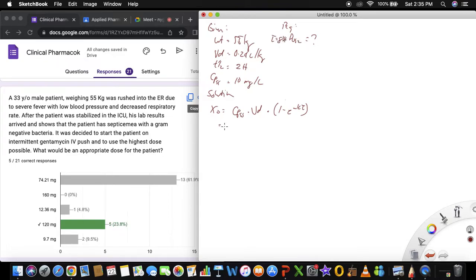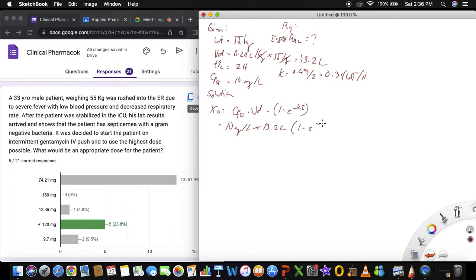So therefore, what we'll do is 10 milligrams per liter times our VD, so times 55, equals, liters cancel. Let's check: 0.24 times 55, we get 13.2. Then our half-life is 2 hours, so our K will be 0.693 divided by 2, which is 0.3465 per hour. Okay, so times 13.2 liters.